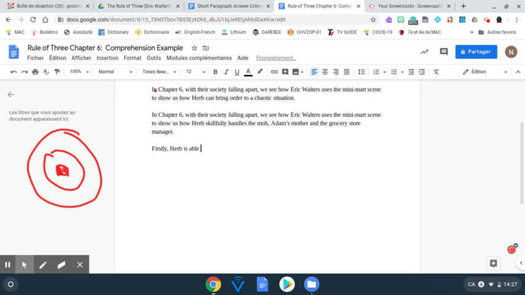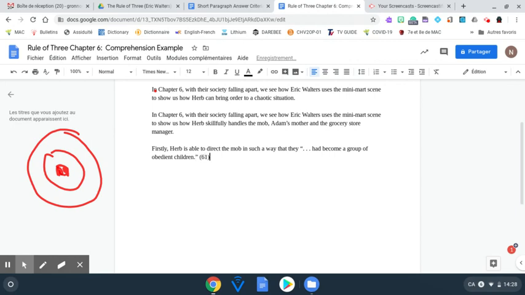Herb is able to direct the mob in such a way that they... and here I have already taken a few minutes to look through the book to find my quotations that I'm going to use. I can also just paraphrase instead, but I still want to make sure that I have gone back to the text itself so that I can find not only the right information, but also ensure that I can include the page number.